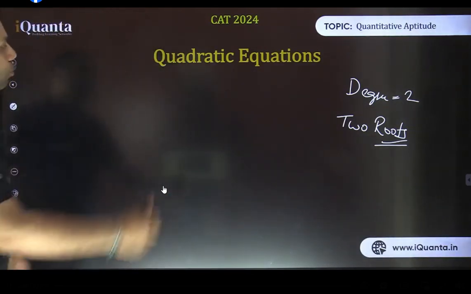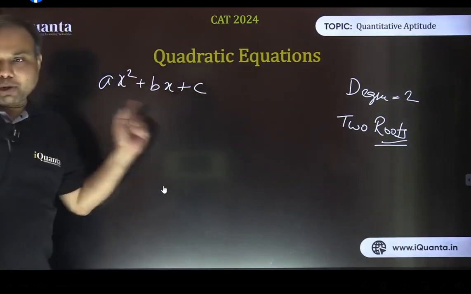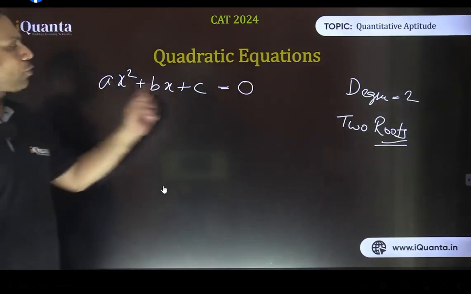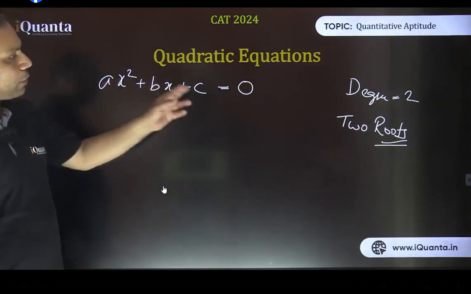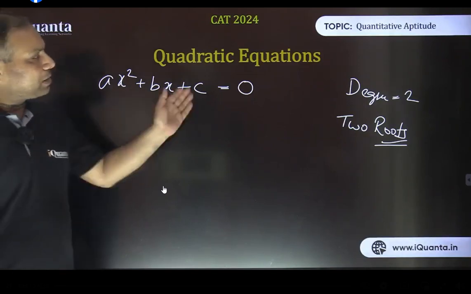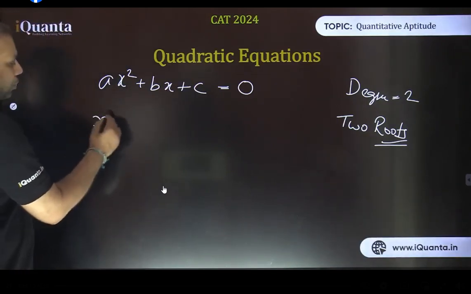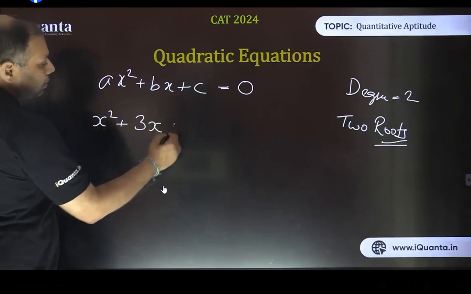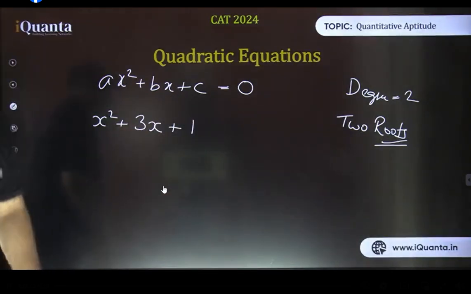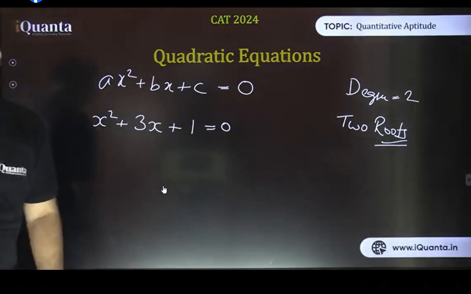So in general, ax square plus bx plus c, that is a quadratic polynomial, right? And if I equate it equal to some constant value, mostly 0 only, then we call it a quadratic equation. Fine, this is a quadratic equation of degree 2 and there will be two roots. That means there will be two values of x which will make this equation equal to 0, right? Let's take a few more examples. If I talk about, say, x square plus 3x plus 1, is it a quadratic polynomial? Yes, right? And if I equate it to something maybe 0, it becomes a quadratic equation.